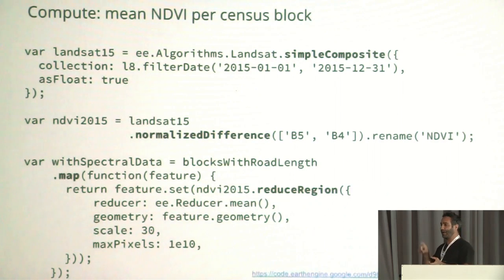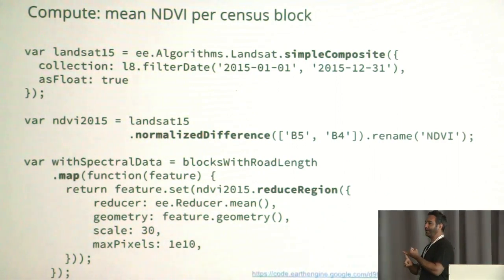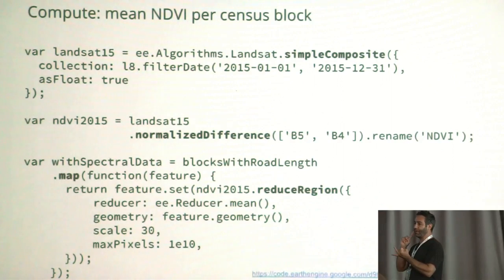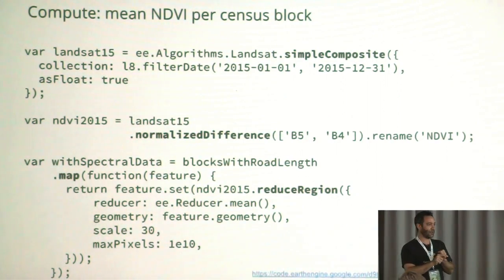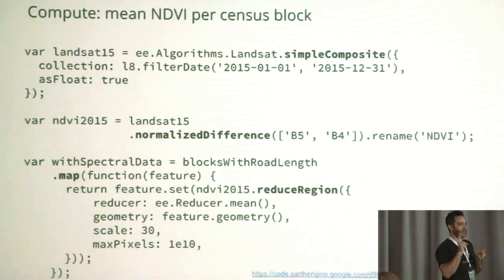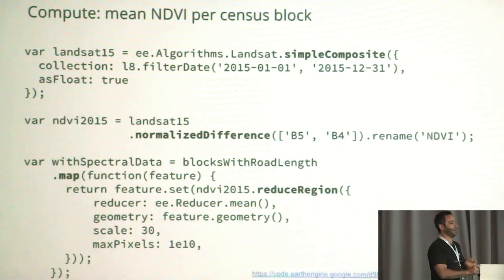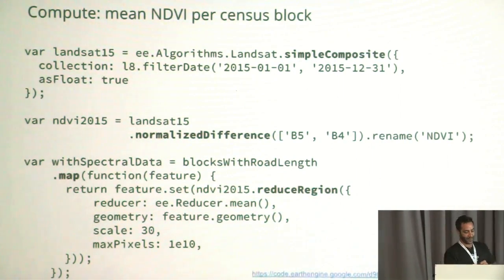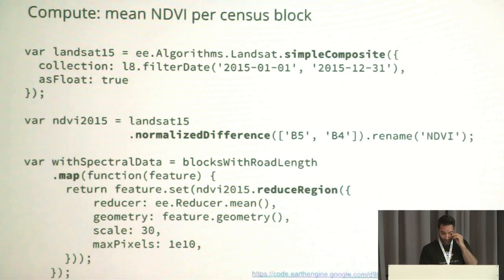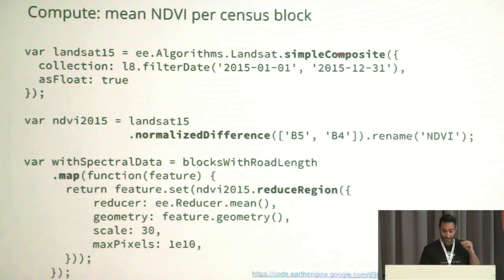Okay, so we have income, we have aggregate income per census block group, we have road density per census block group. The next thing that we want is NDVI per census block group. And here's how you can get that. First, just make a Landsat composite with the simple composite method. If you're in Knowles EE 101 condensed, you used this function pretty extensively, just getting a cloud-free composite for 2015.